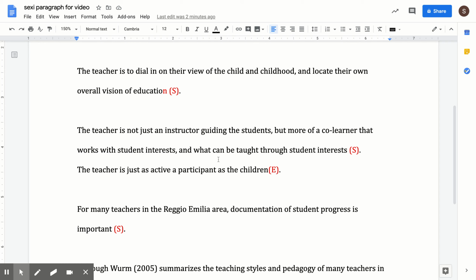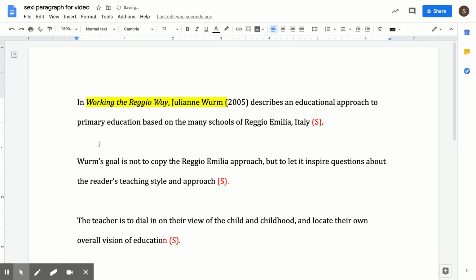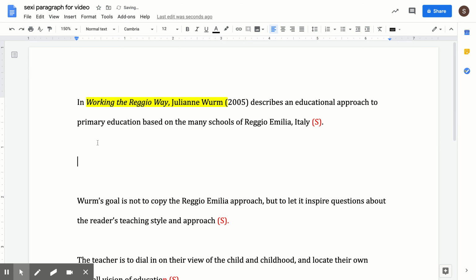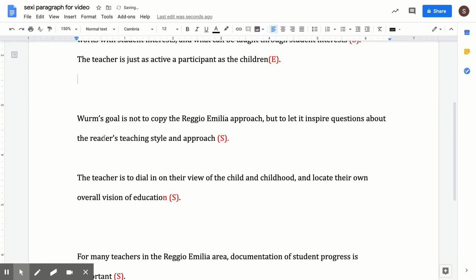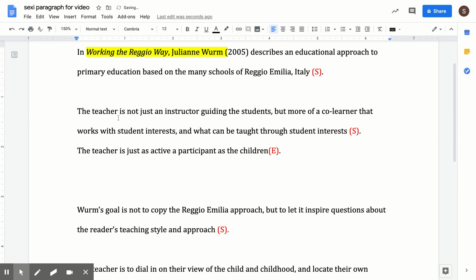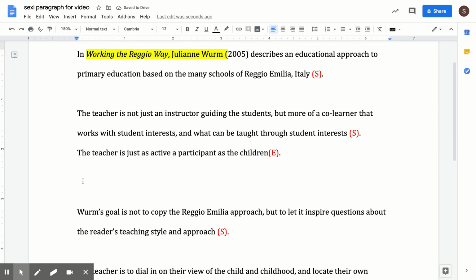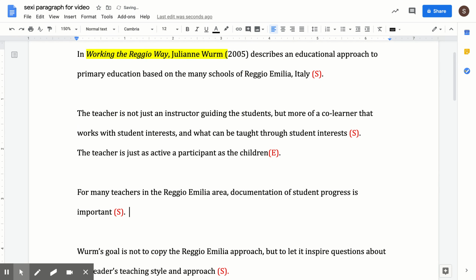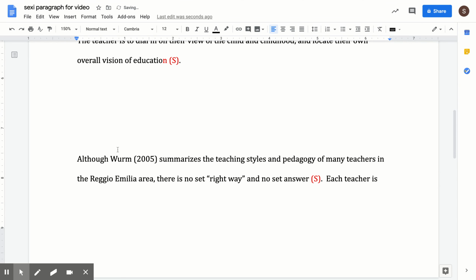Now, here we get to some stuff that is a little bit more about how the Reggio Emilia approach works. We might want to copy and paste that and move it up here. If I was writing a paper about Reggio, I'd want that a little closer to the description, right? Same thing with documentation, right? Documentation is a key component of Reggio Emilia and teacher research. That might go up here really nicely as well, okay?